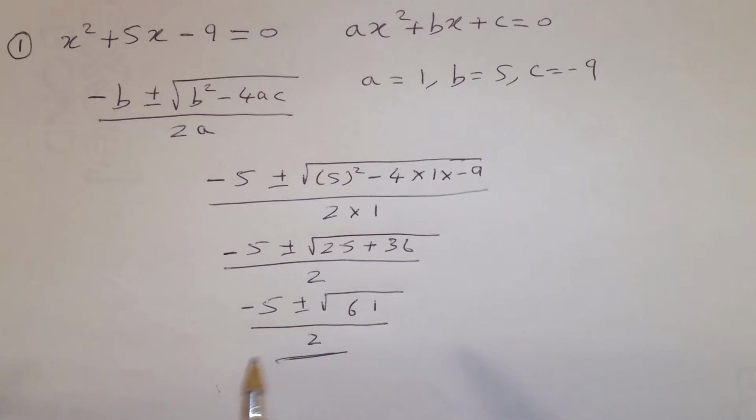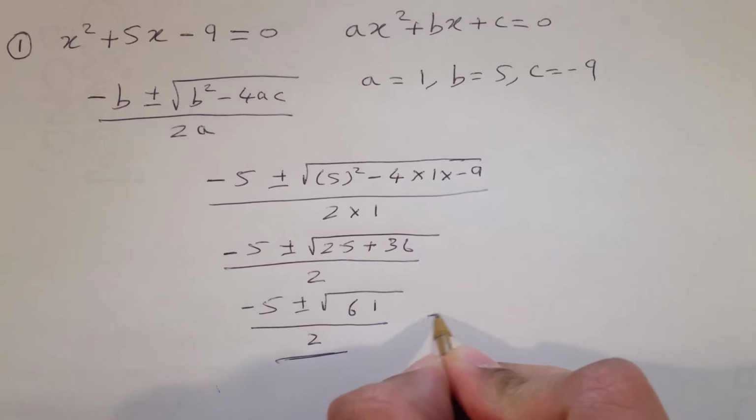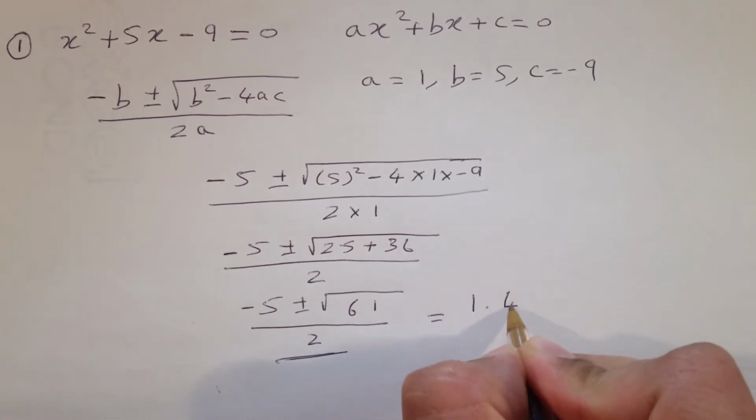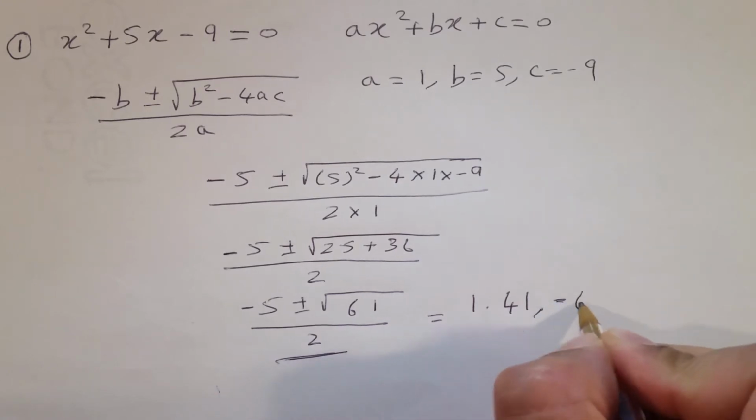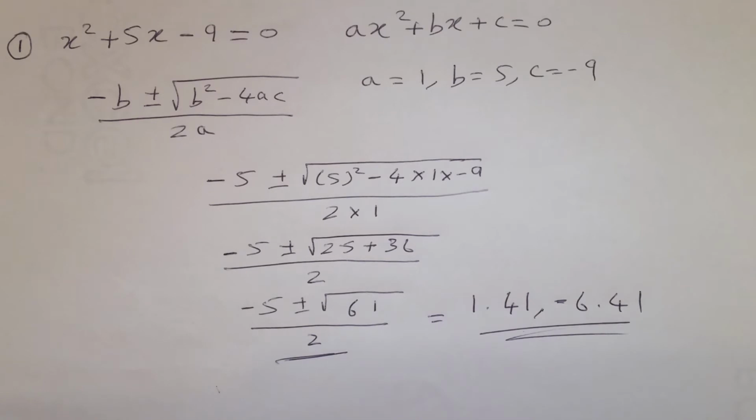But you have to do two separate calculations. First with minus 5 plus root 61 over 2, which gives 1.41, which is the 2 decimal place answer. And the second value is minus 6.41. Done. So this is the calculator bit and this is the non-calculator bit. I'm sure you guys got an idea of how this works. Let's go for the next one now.